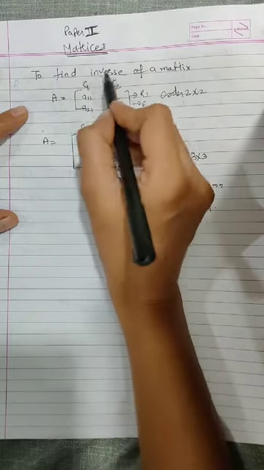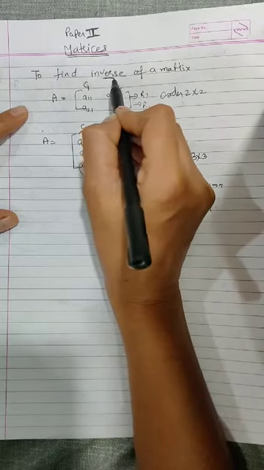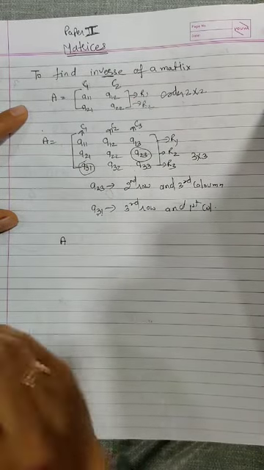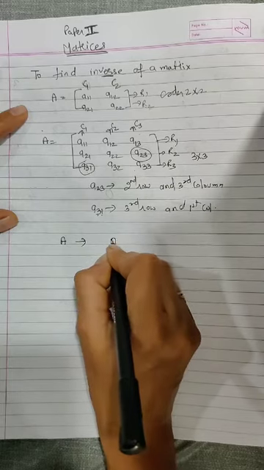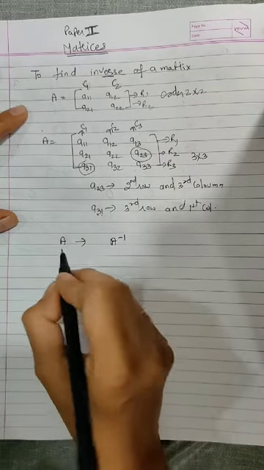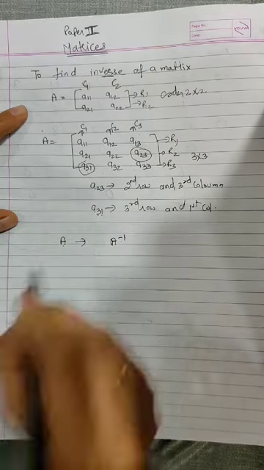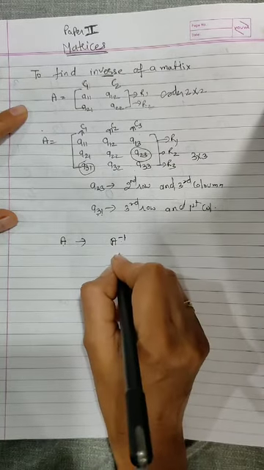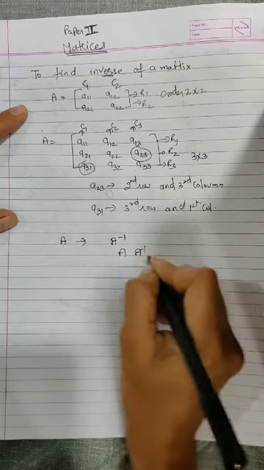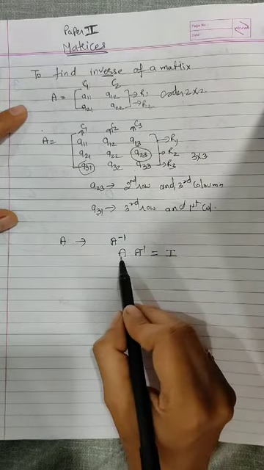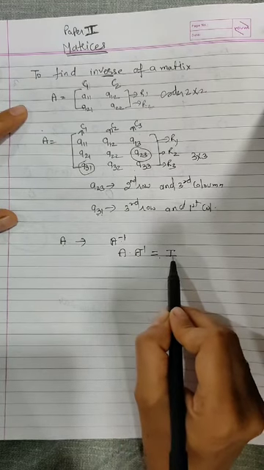Now our topic is to find inverse of a matrix. Now what is inverse? Suppose we have a matrix A. Okay students, then its inverse is denoted by A inverse. Okay, if the matrix is A, then its inverse is denoted by A inverse. And actually A inverse means when we multiply A into A inverse, the matrix we will get is I. So multiplication of a matrix and its inverse always gives I.